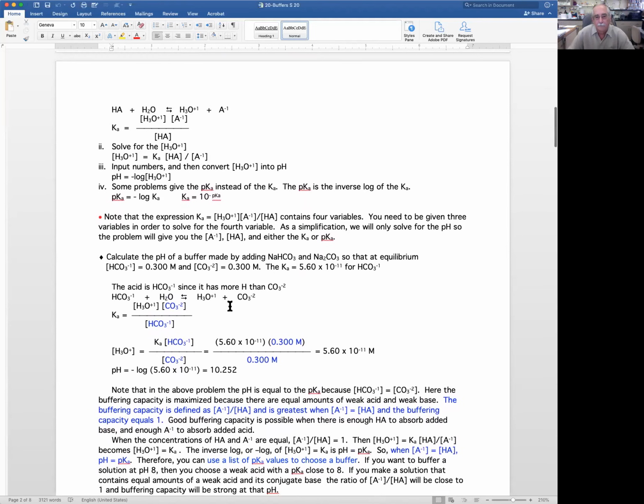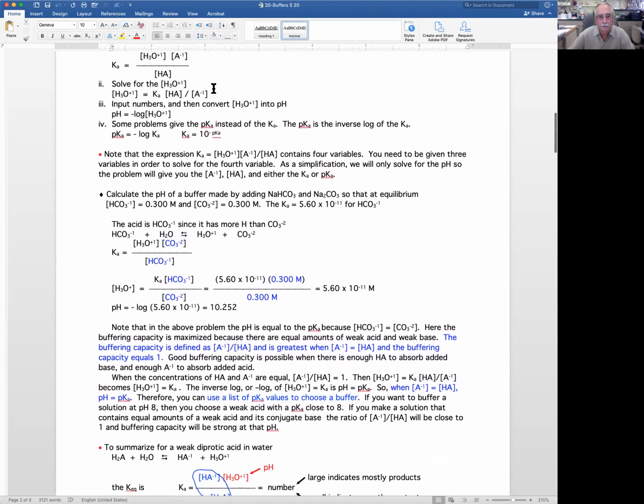So if we look at the expression for Ka right here, there's 4 variables. We have 1 unknown, 4 variables. That means that to solve for 1 missing variable, you have to be given 3 other things.